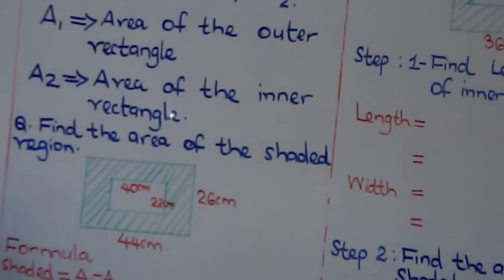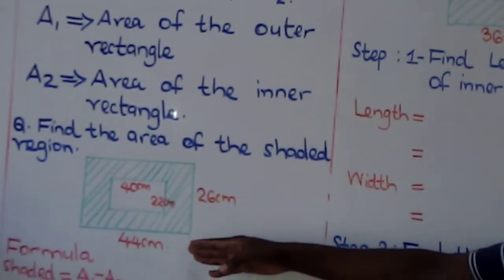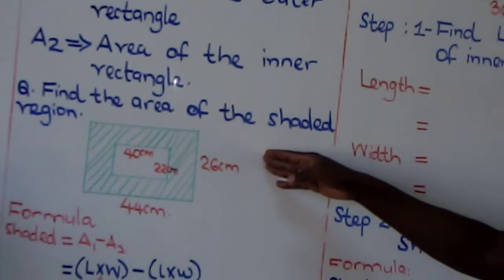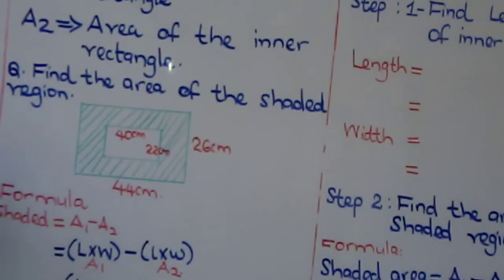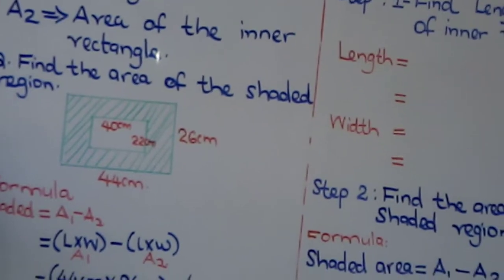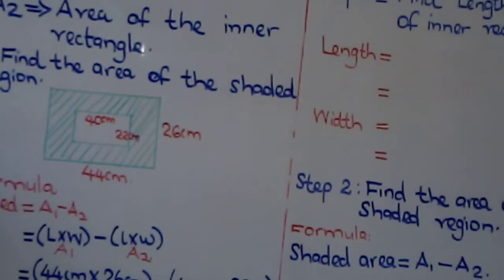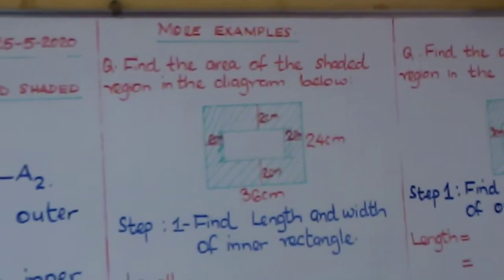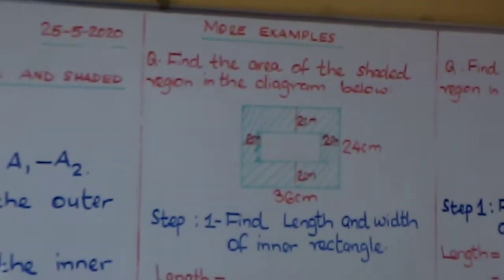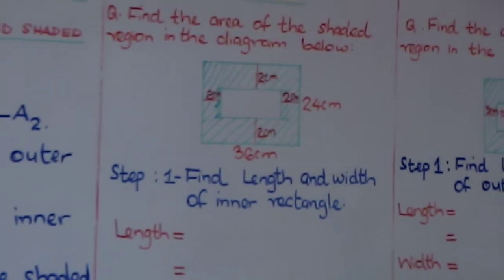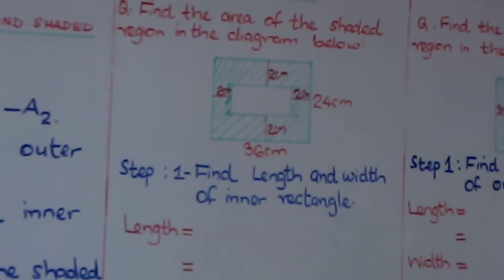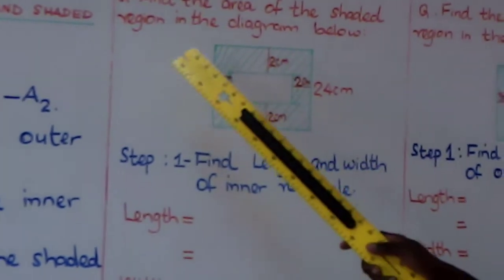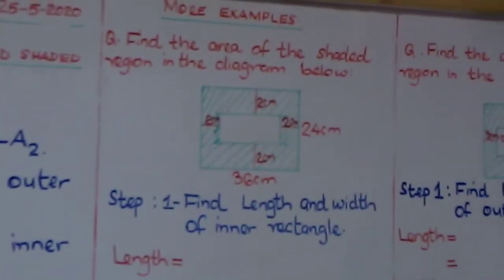I hope with this recap, you can remind yourself on how to find the area of the shaded region, given the length of the outside, the width of the outside rectangle, and the length of the inside and the width of the inside rectangle, as drawn there. Let's come to challenge number 2. More examples with different requirements. Find the area of the shaded region in the diagram below.